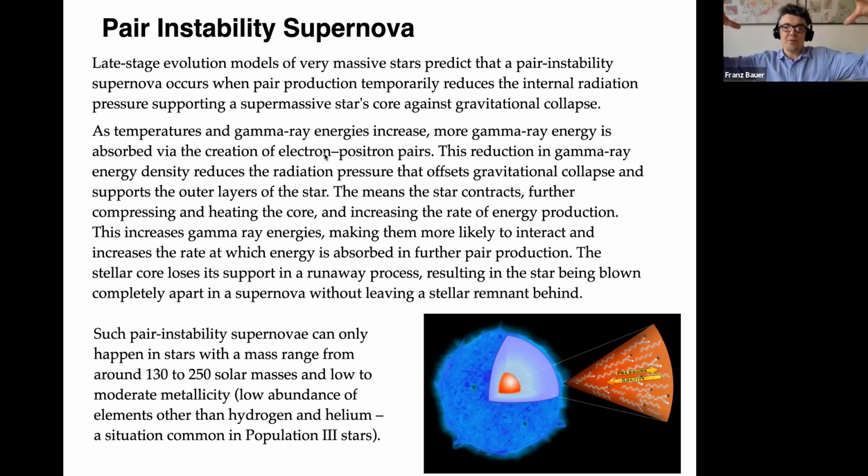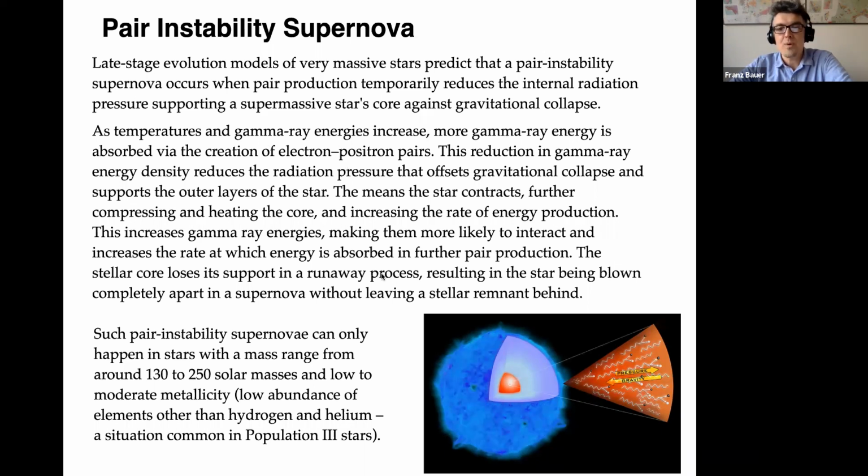The gravity is still pushing these down. The pairs don't have anywhere to go, and so they also keep increasing in energy. Then they'll produce gamma rays, and then the gamma rays will produce pairs, and so forth, until you end up with something that has enough pressure to blow the star apart. This is known as a pair instability supernova.